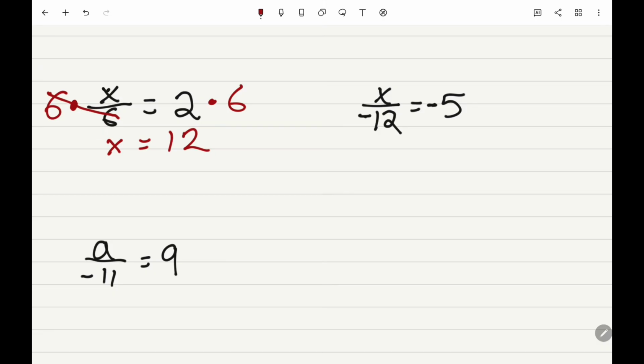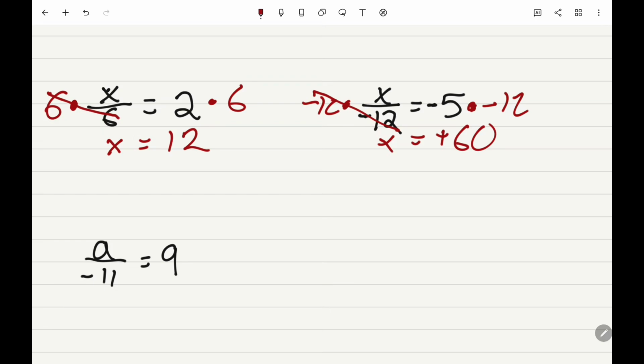Now we're going to go ahead and do another one. x divided by negative 12 equals negative 5. So to get rid of division, we're going to multiply by the denominator, which is negative 12. And when we multiply by the same integer, it turns into 1. So x is equal to, a negative times a negative is a positive, 5 times 12 is 60. So x is equal to 60.